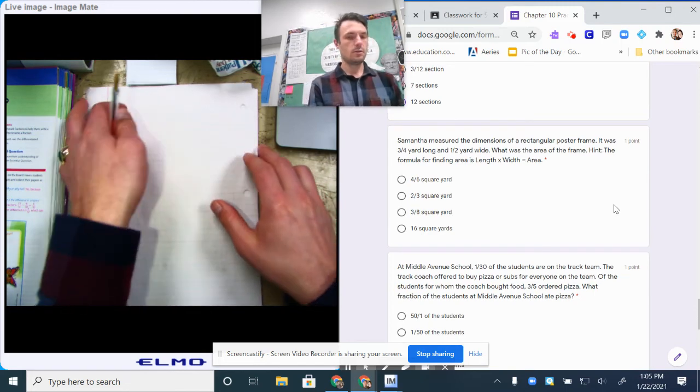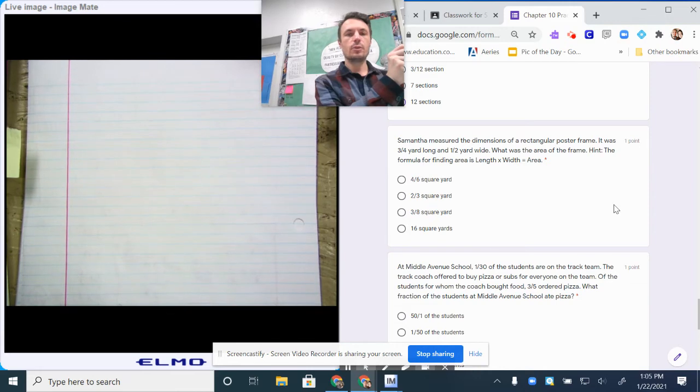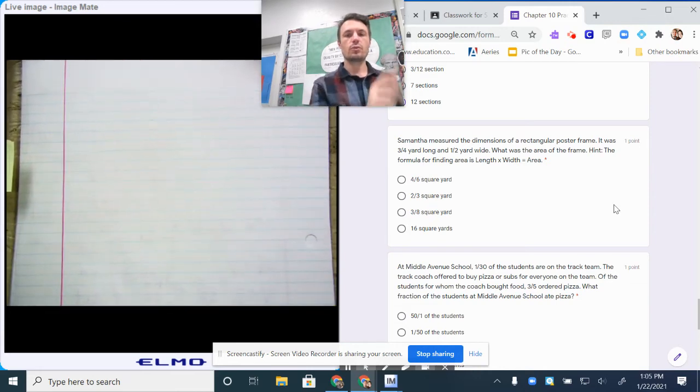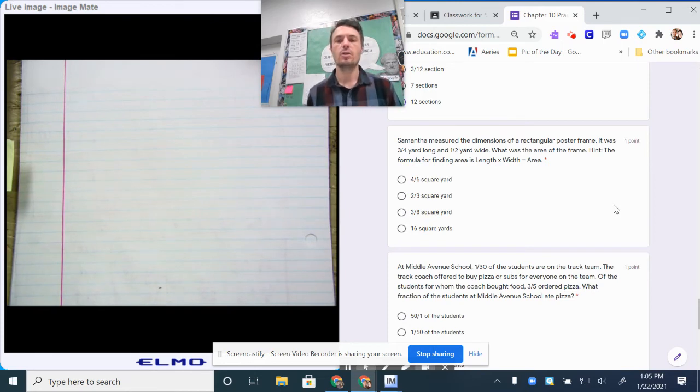Samantha measured the dimensions of a rectangular poster frame. It was 3/4 yards long and 1/2 yards wide. What was the area of the frame?